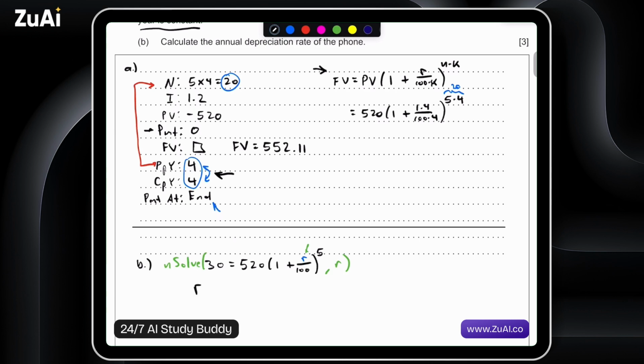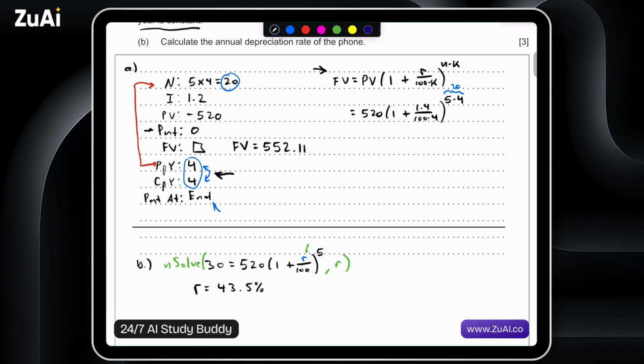So in this case, R is equal to the annual depreciation rate, and the annual depreciation rate is, what was it once again? 43.5%. And that should do it.